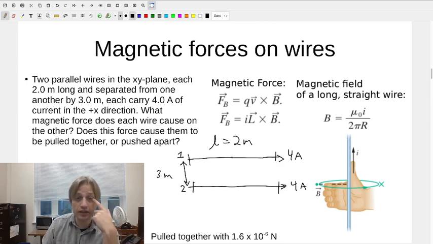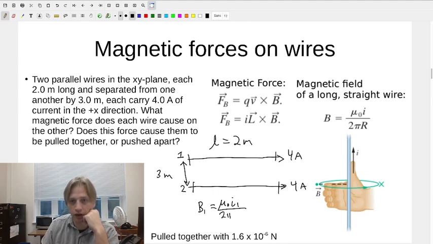The way to think about this is that wire 1 has a magnetic field going around it. That magnetic field pulls on wire 2, which feels a force. So, if we want to find the force on wire 2, for instance, we could first find the magnetic field from 1 at the position of 2. So that's determining R. So that B from wire 1 would be mu naught times I1 over 2 pi, and then the R would be how far apart they are.